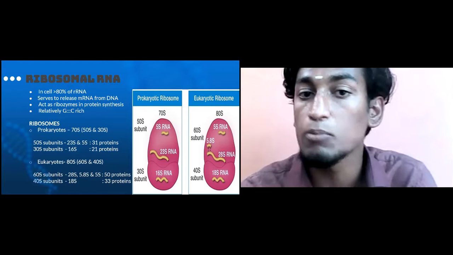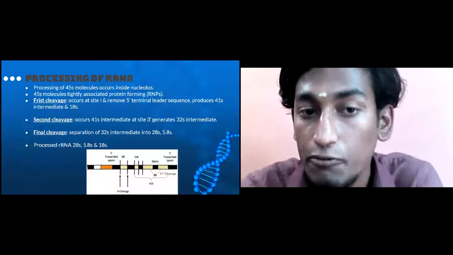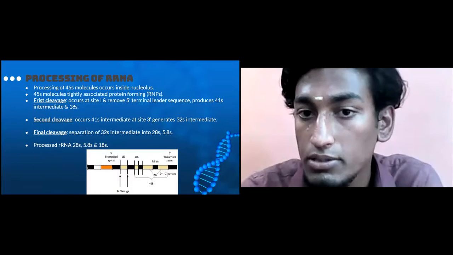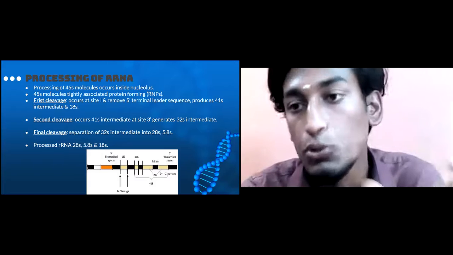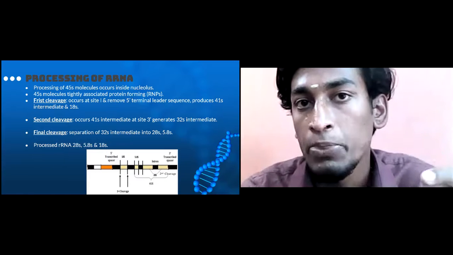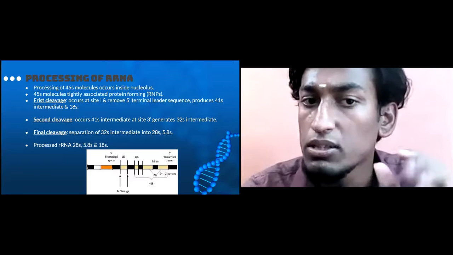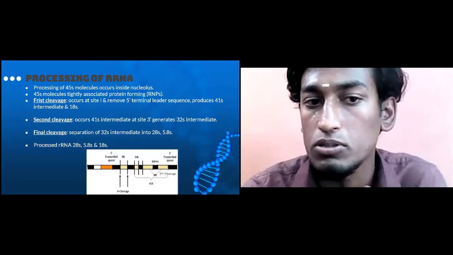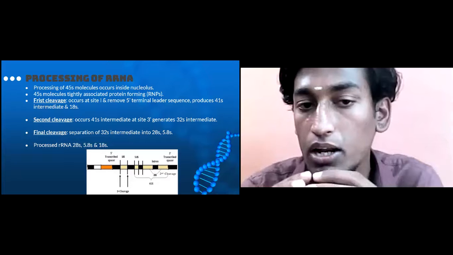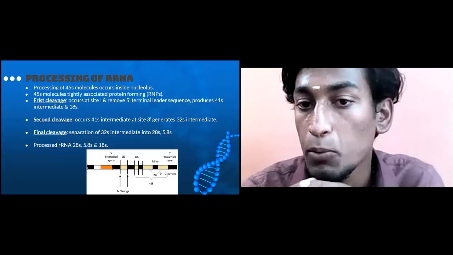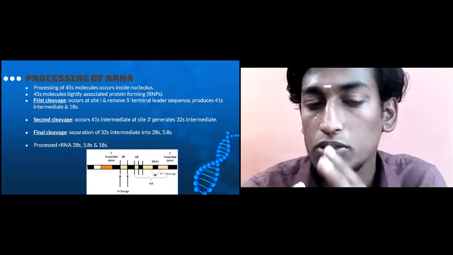And let me move on to the processing of ribosomal RNA. This processing of the 45S RNA molecule occurs only inside the nucleus, where we know that there is a structure called the nucleolus. The rRNA processing takes place only in the nucleolus. And the 45S molecules are tightly associated with proteins, forming RNPs. And there are three processes occurring.